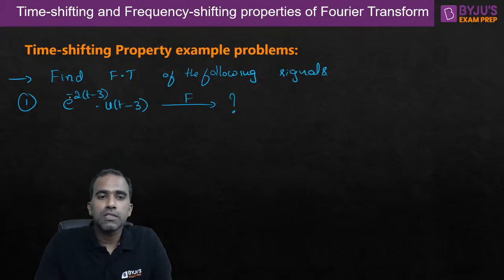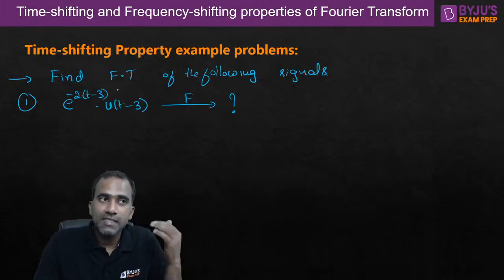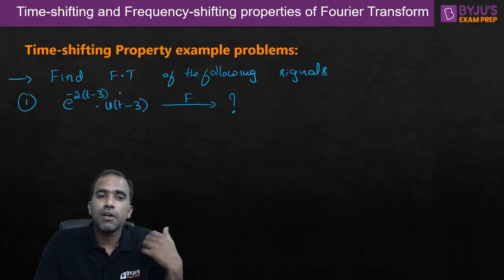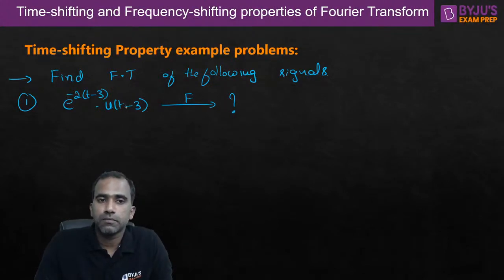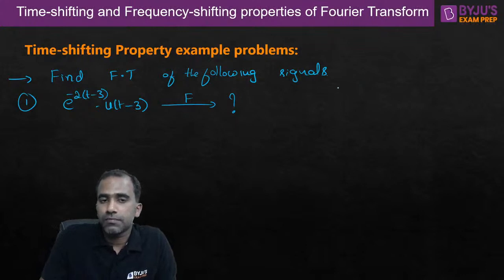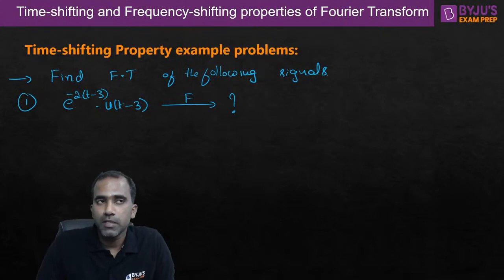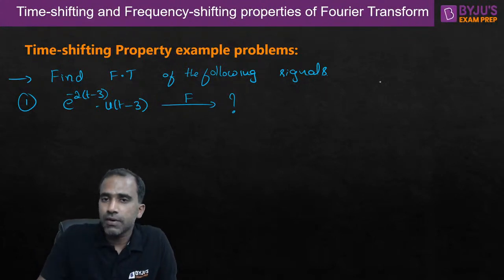First look at this signal. This looks like some kind of shifted version of some signal, right? First find the Fourier transform of the original signal x of t, and then find the Fourier transform of the shifted version of it. So you can observe that some kind of time shifting is happening, which means you get the idea that I have to use the time shifting property. Correct? If there is any slight confusion, just write the time shifting property once, then it will be clear.